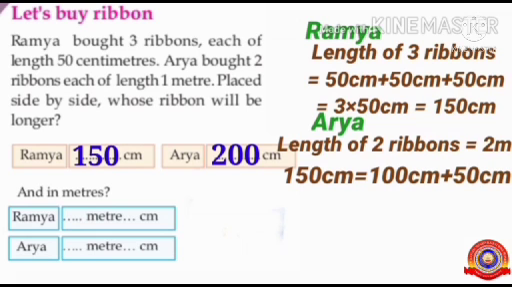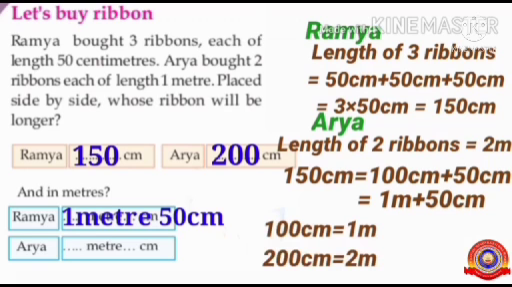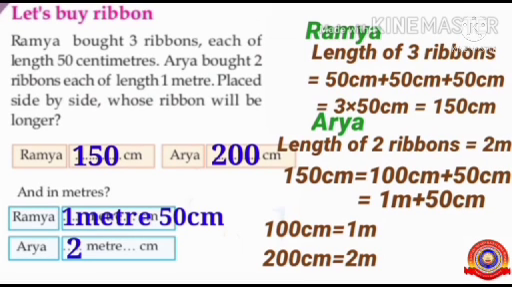You know that 100 centimeters equals 1 meter. So 150 centimeters equals 1 meter 50 centimeters. So we can convert 150 centimeters as 1 meter 50 centimeters. Next, length of Arya's ribbon is 200 centimeters. 100 centimeters equals 1 meter. So 200 centimeters equals 2 meters. So we can convert 200 centimeters as 2 meters.